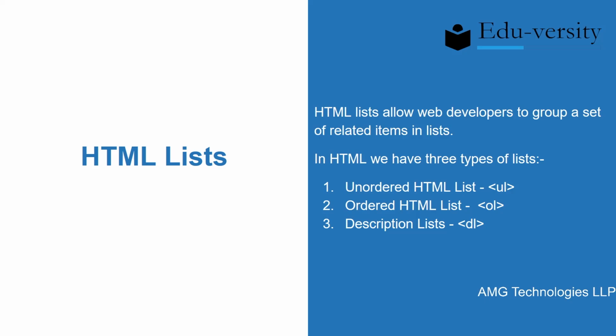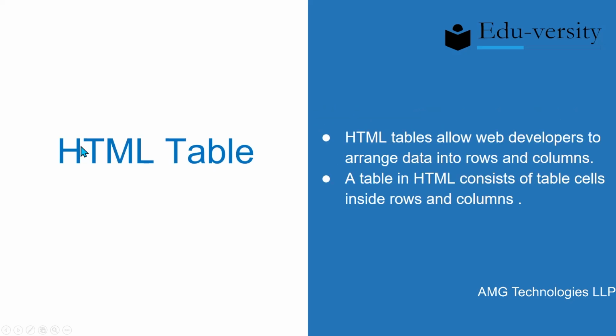In the previous video we discussed HTML lists and the three types of HTML list, which are unordered list, ordered list and description list, with examples. So in this video we'll discuss HTML tables.